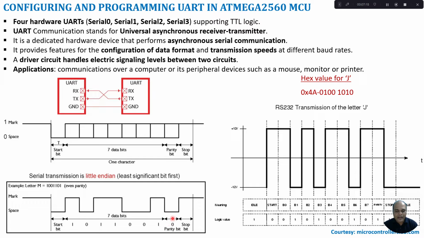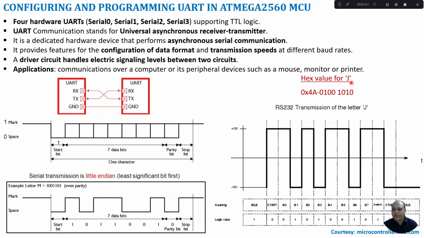Then comes the parity bit. Since it is an even parity, the parity bit is set to 0. Then comes the stop bit. So the stop bit is again a 0 to 1 transition. So here we have logic high and logic low. In the case of a microcontroller, logic high is 5 volt and logic low is 0 volt. For a PC, logic high is represented as minus 12 volt and logic 0 is represented as plus 12 volt.